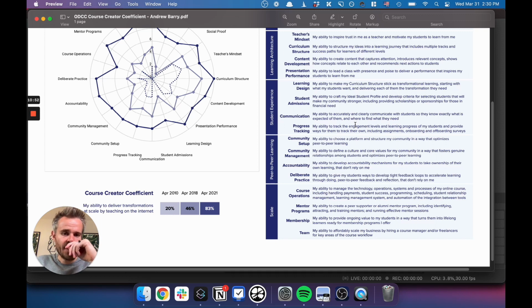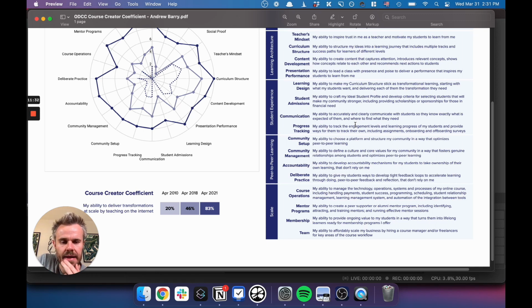Student admissions is about finding the right student, developing criteria to select them, and thinking about that in the context of your community, and then also the scholarships and sponsorship programs that you have to provide ways for those that can't afford it to enroll. Communication begins before your cohort or your course starts. It continues throughout, and it continues afterwards. And this is about making sure that people know what's expected of them, where they can find all the information they need, all of those good things.